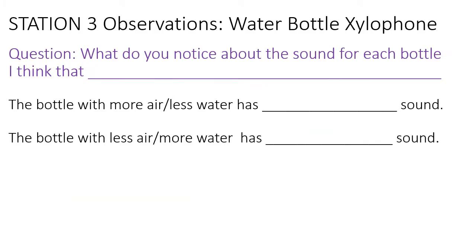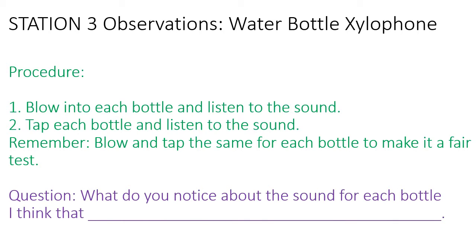So we also did station 3, water bottle xylophone. So the kids blew into each bottle and then they listened for a sound. This is just the procedure. You can try to do this at home if you have beer bottles. You can fill them to different levels. So one bottle could be high, one bottle could be medium, and one bottle could have a small amount of water. So what did we notice?